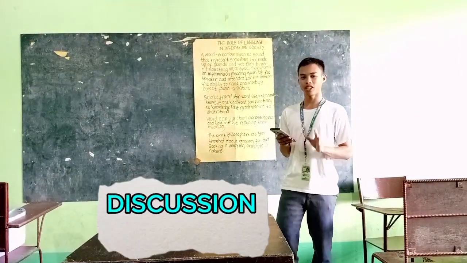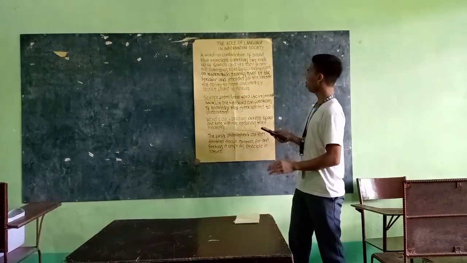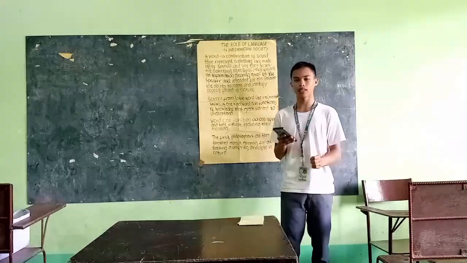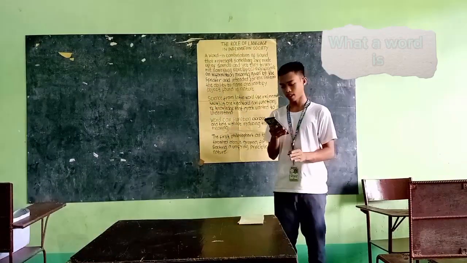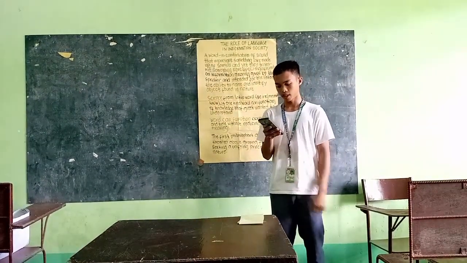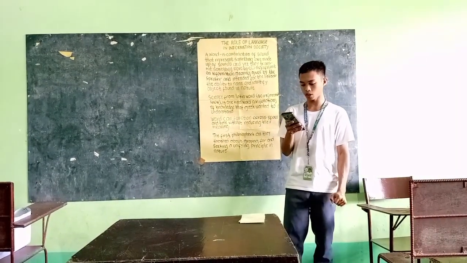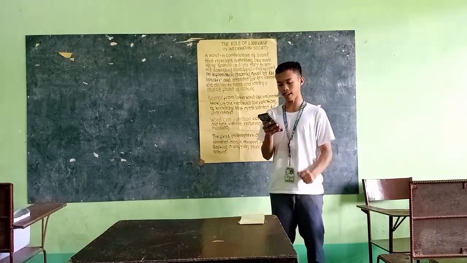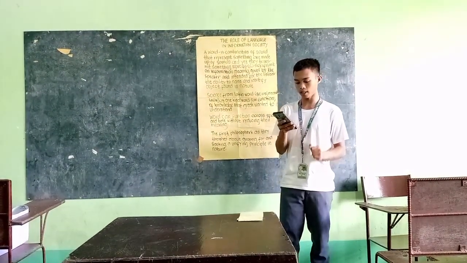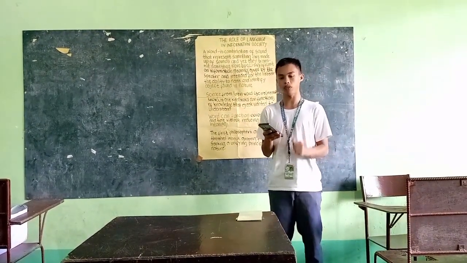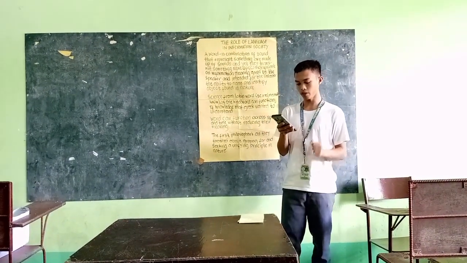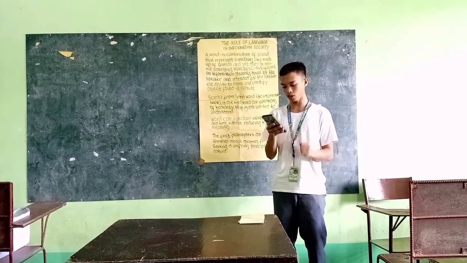Let us proceed to our discussion of the topic, the role of language in information society. But before anything else, let us discuss first what a word is. A word is a combination of sounds that represent something. It is this significance which makes words distinct from just any kind of vocal utterance. Words are made up of sounds and yet they transmit something more significant. They transmit a message. The words are informed because they carry information.